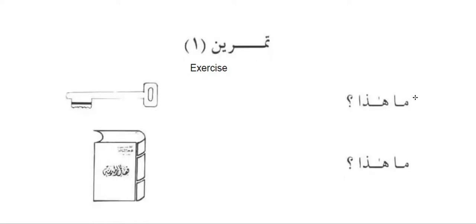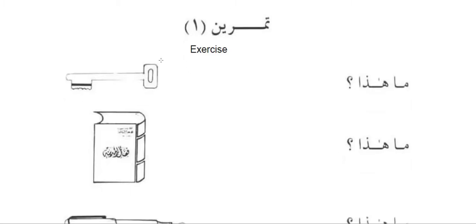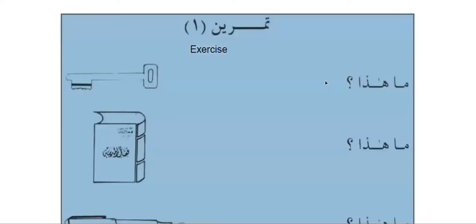So you're being asked, ما هذا? لو أشرت إلى هذه الصورة, if I point to this picture, وسألتك, and I ask you, ما هذا? What is this? ماذا تقول? What would you say? Or ماذا تقولين if you're a girl? What would you say? You would say هذا مفتاح. This is a key.